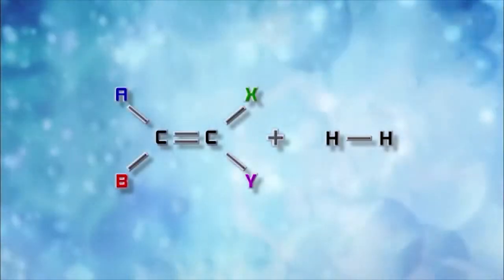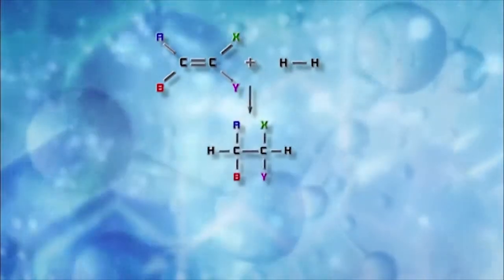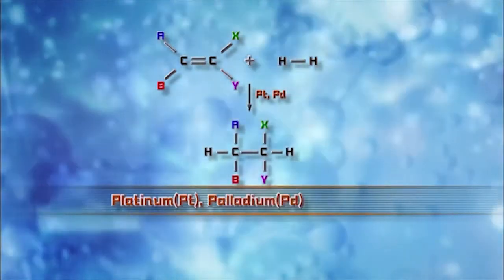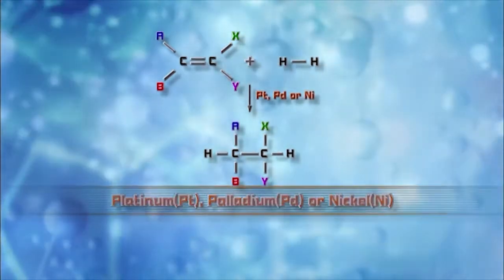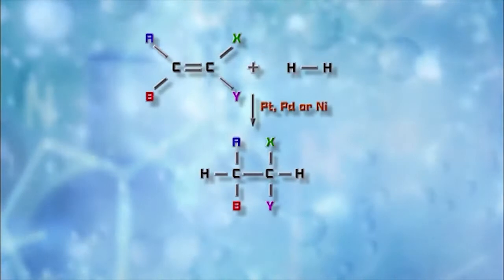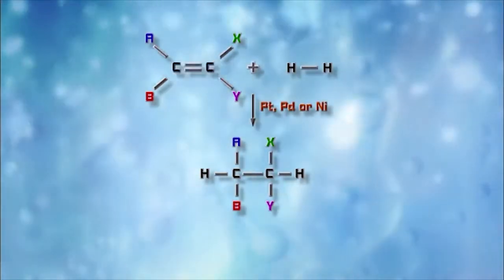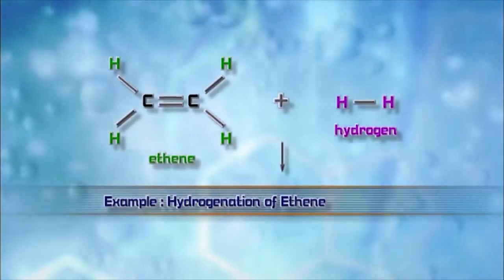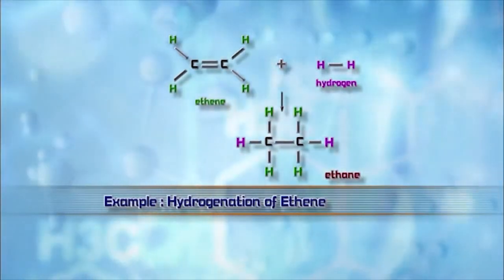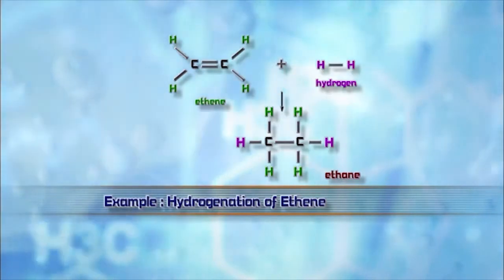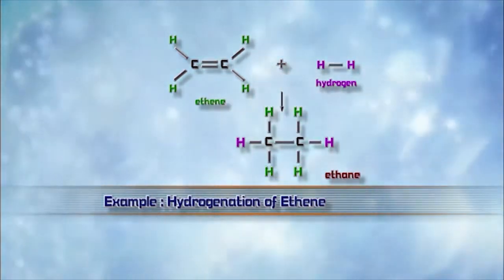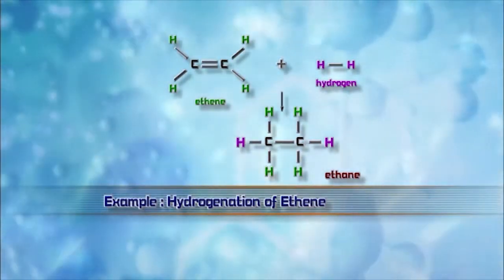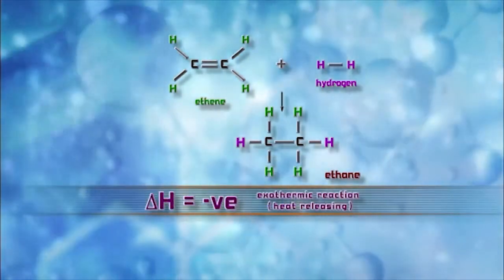A typical addition reaction is the hydrogenation of alkenes to give alkanes, where platinum, palladium, or nickel is used as the catalyst. In hydrogenation, H2 is added to a multiple bond, such as a double bond. An example here is the addition of hydrogen to the double bond of ethene to form ethane, in which one H-H bond of the hydrogen molecule and the pi component of the ethene's double bond are broken. Two C-H bonds of an alkane are formed. The overall reaction is exothermic.